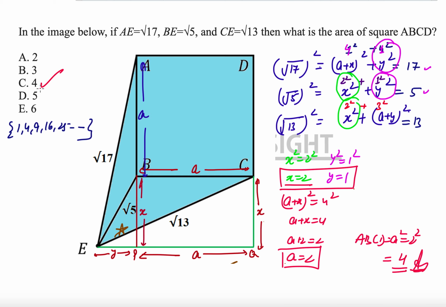So the simplest way to answer this question was to look at the smart numbers. Otherwise you'll have to expand these three equations by using the property of A plus B whole square, and then eliminate the variables to find the value of A square. But this is the shortest, and that's what GMAT expects. So learn to follow this technique. That means learn to find some smart numbers.